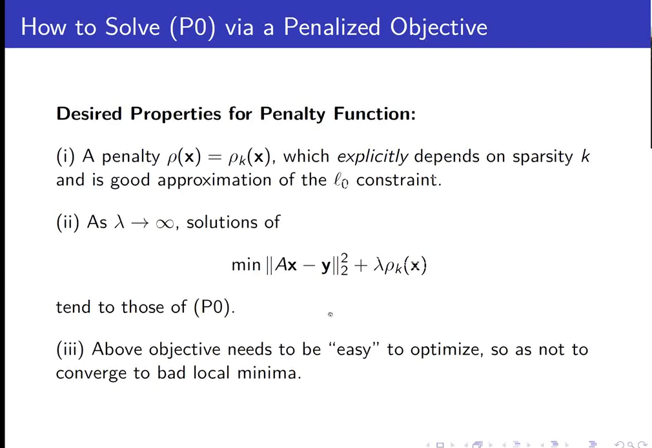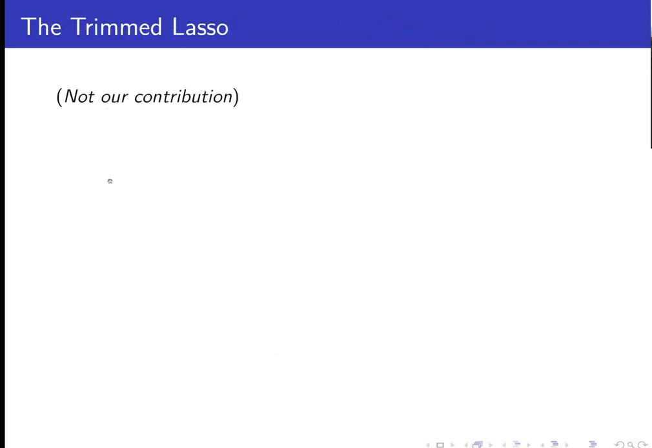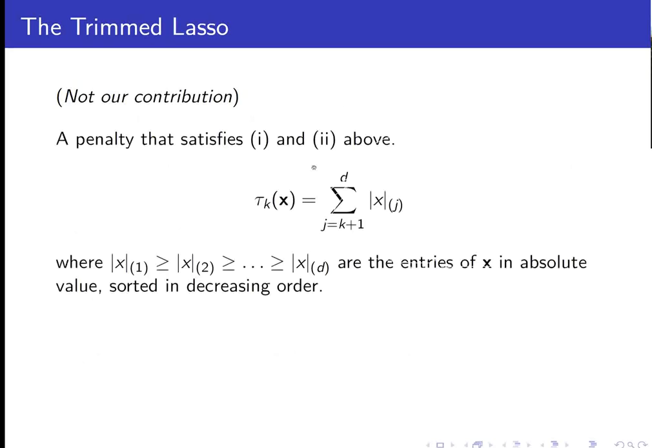Now, this is where the Trim Lasso comes into play. We invented it, but we then found out that several other people were ahead of us. So the Trim Lasso penalty is defined as follows. For any vector x, you sort its coefficients from largest to smallest, and instead of penalizing all of them, you just penalize the smallest ones. The first top k, you don't penalize at all, okay?